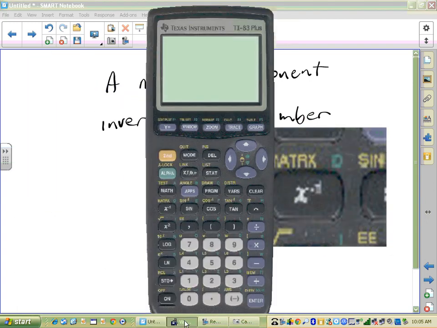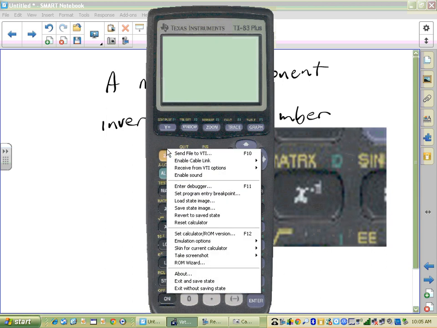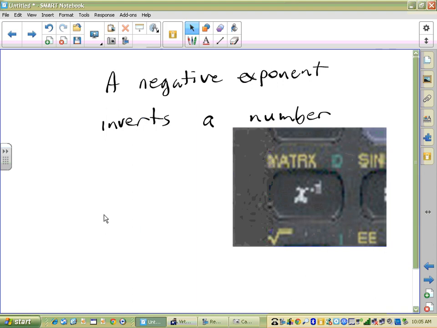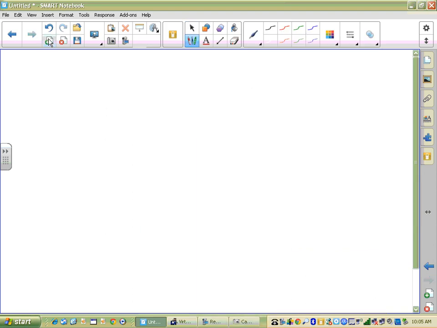So let's see if we can take our calculator. Let me reset my calculator here, and let me take the number 2 and invert it. Well, it makes 0.5, and we all know, I hope, that 0.5 is a half. So in the general case, for some number x to the negative first power, we end up with 1 over x.